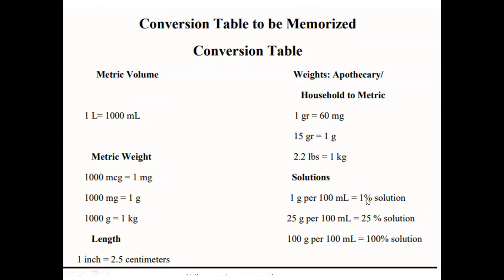What does it mean? 1% solution, 25% solution, and 100%. 1% solution means 1 gram solute per 100 ml liquid. 25% means 25 gram per 100 ml. 100% solution means 100 gram per 100 ml.